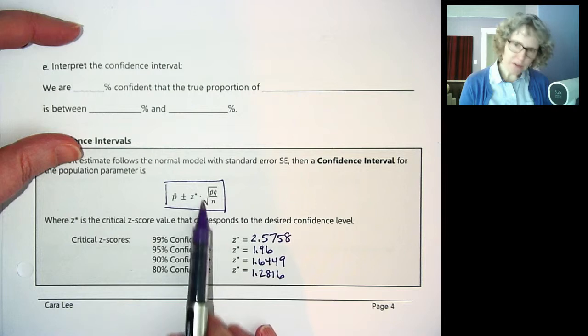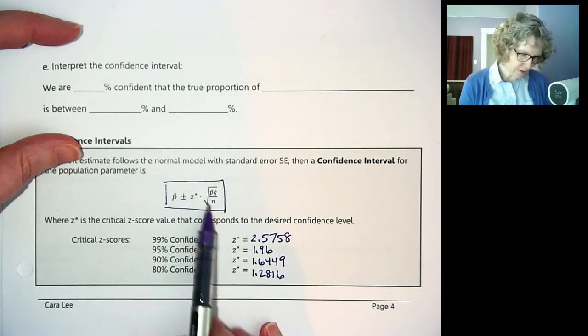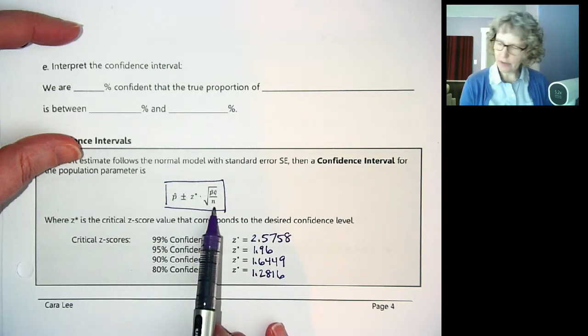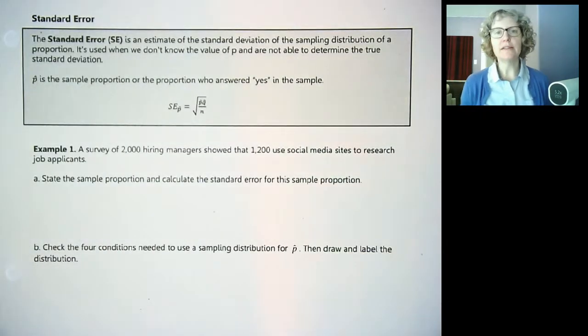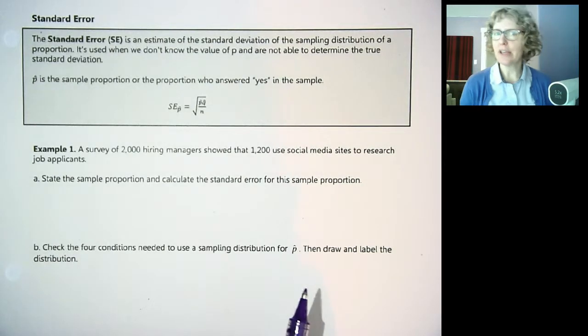Now I want to talk about this part of the formula right here. This is called the standard error. Okay, so let's do that. Standard error, what it is, it's an estimate of the standard deviation.